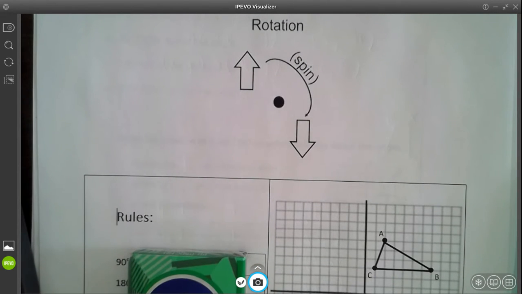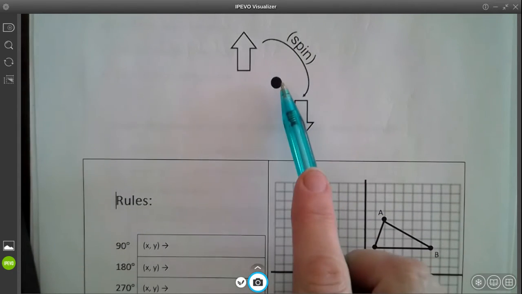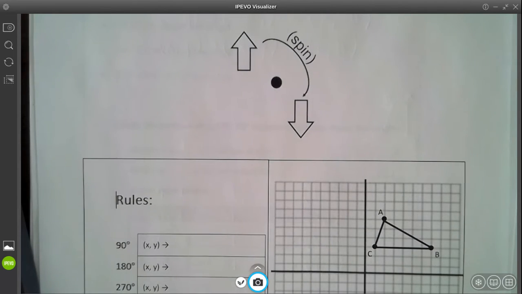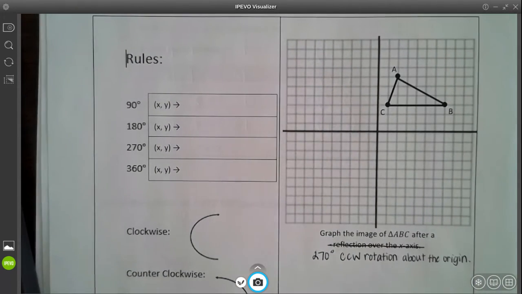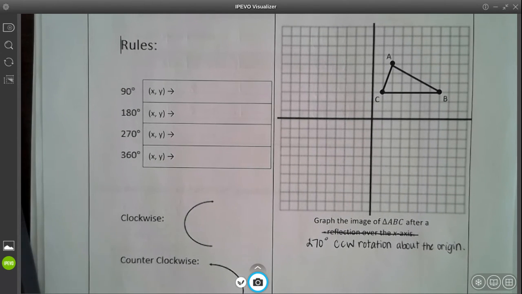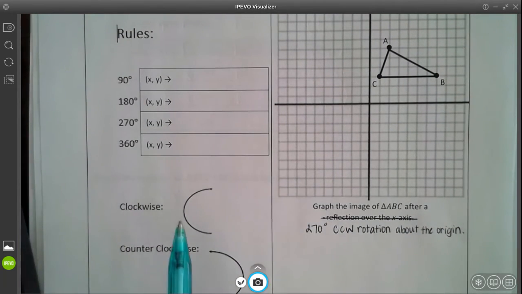So just so that we're aware, today we're only going to be dealing with rotations where the center is going to be at the origin. So we're not going to worry about the different points of the center of the rotation. Okay, so we have rules just like we did for reflections. And the rules are, first of all, a 90-degree rotation.